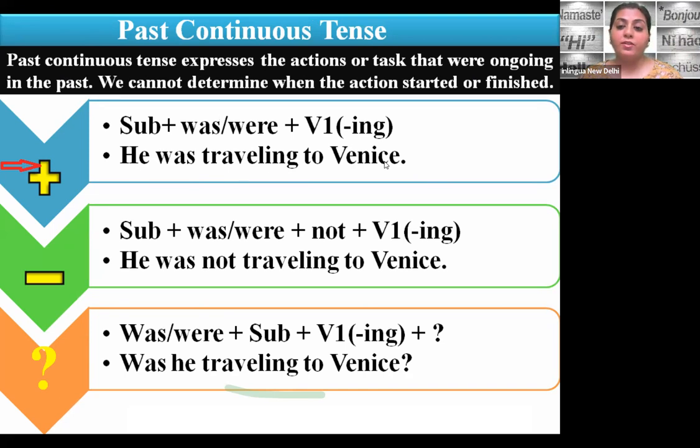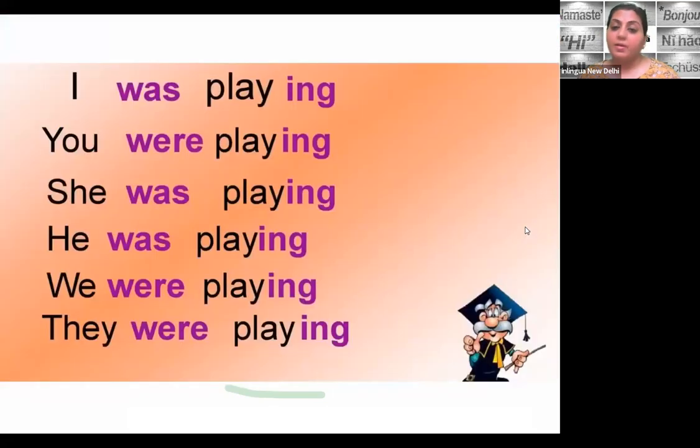So let's see. He was traveling to Venice. Now, if you look at the negative, he was not traveling to Venice is a negative. Was he traveling to Venice? I will discuss the negative and the questions later. For now, let's look at the positive sentences. Some examples. I was playing. You were playing. She was playing. He was playing. We were playing. They were playing. All of these are left hand side subjects.